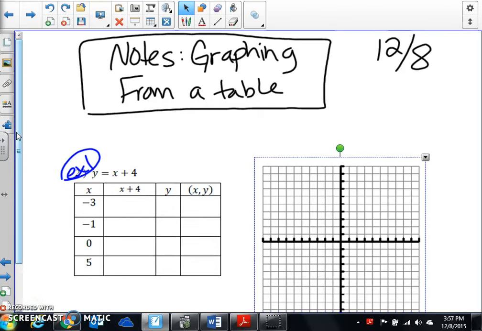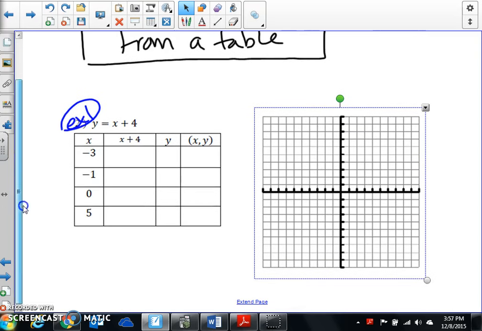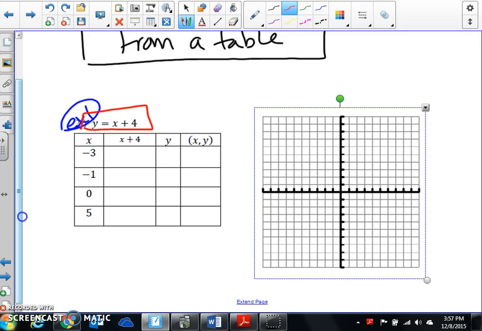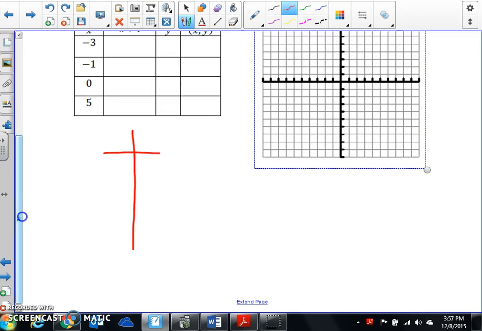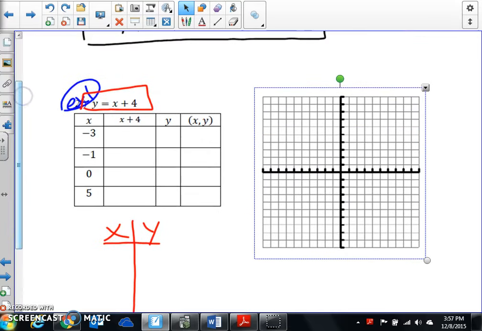Okay, so here's notes graphing from a table. They're going to give us an equation like this, y equals x plus 4. And then honestly, it's going to look like an x and y table. On all the examples that we have, I'm going to show you how you really should set up your table so that it's nice and orderly. Pun intended. All right. But, so here's our x values, -3, -1, 0, and 5.